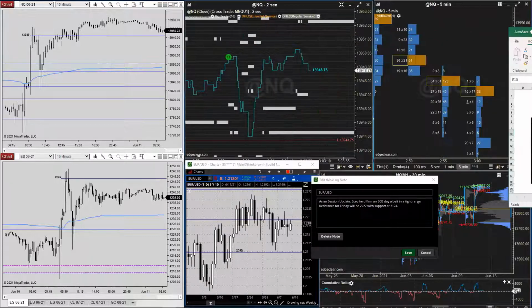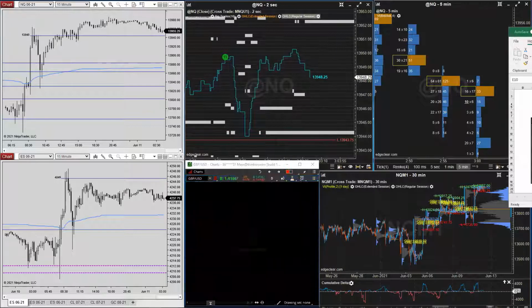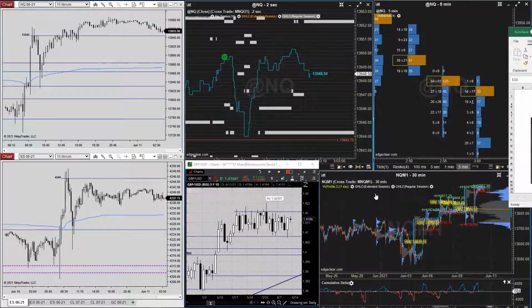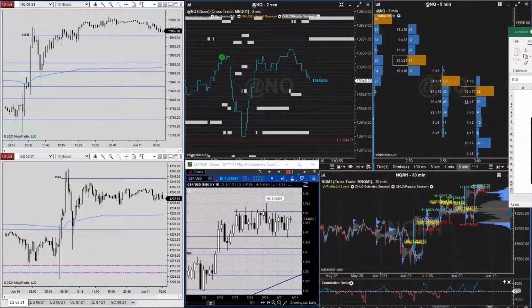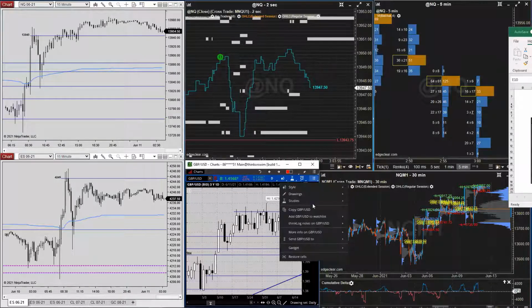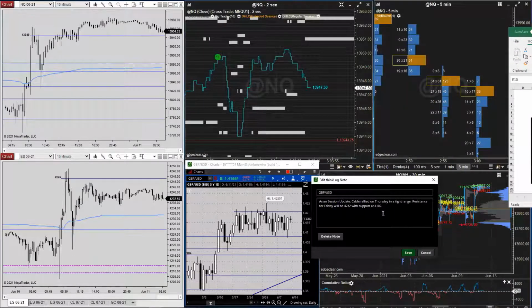Onto the cable. Cable rallied on Thursday in a tight range. Resistance on Friday will be 42.32 with support at 41.02.